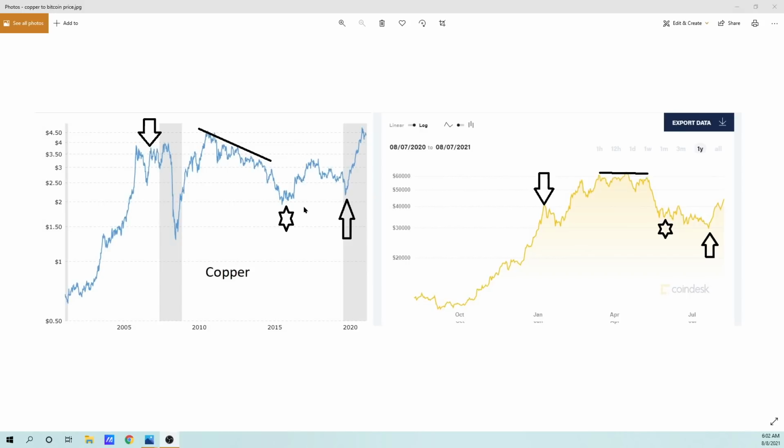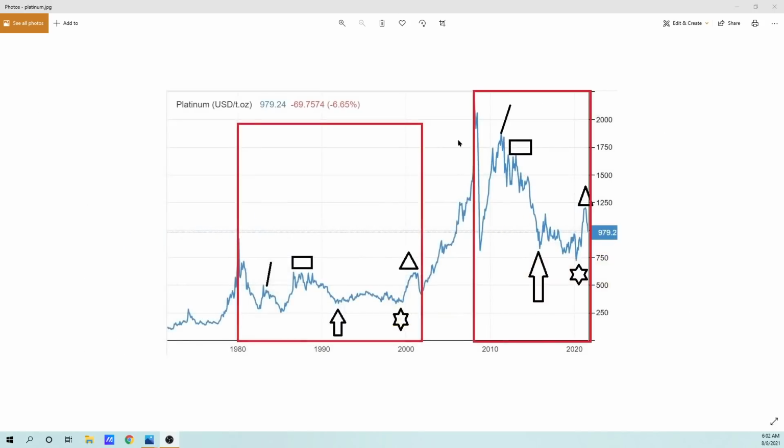Herd mentality, scribing out these patterns. Now, what I'm proposing is whatever Bitcoin does next is probably what copper is going to do next. And then we just need to watch this pattern play out, and it's probably going to mimic the pattern over here. It's crazy how these things are.